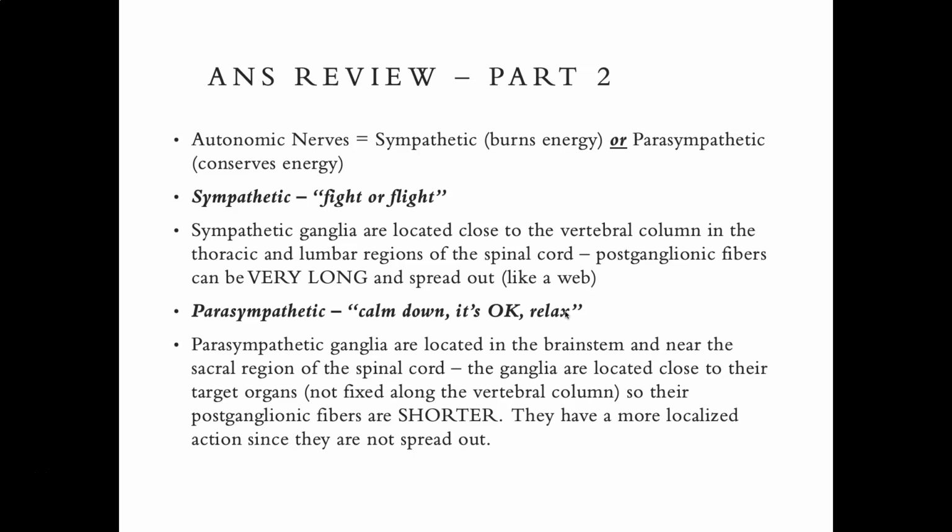The sympathetic ganglia are located close to the vertebral column in the thoracic and lumbar regions of the spinal cord. So think about that. In your back, your vertebral column, the thoracic, which is chest, the lumbar, which is lower back, that's where these ganglia are located. Their postganglionic fibers can be very long and are spread out kind of like a web.